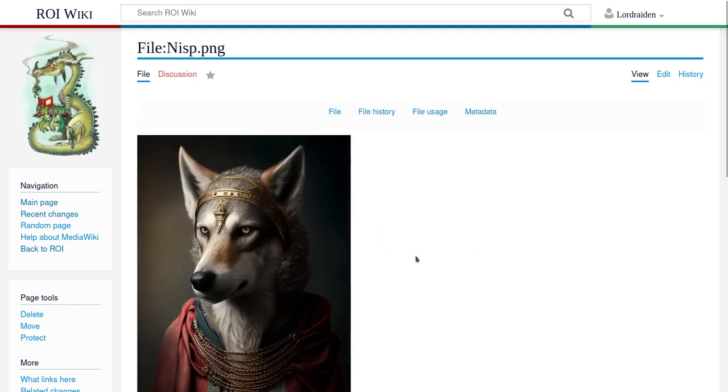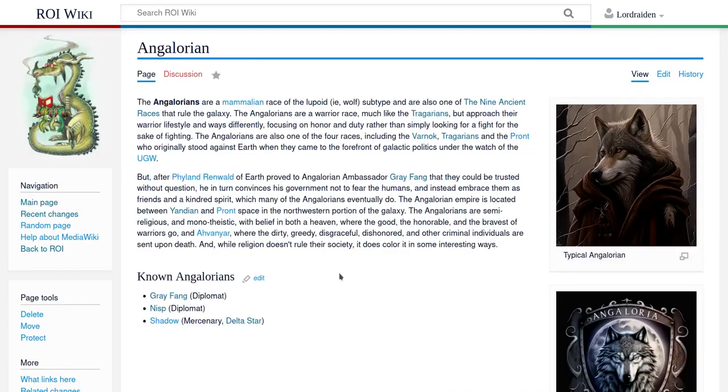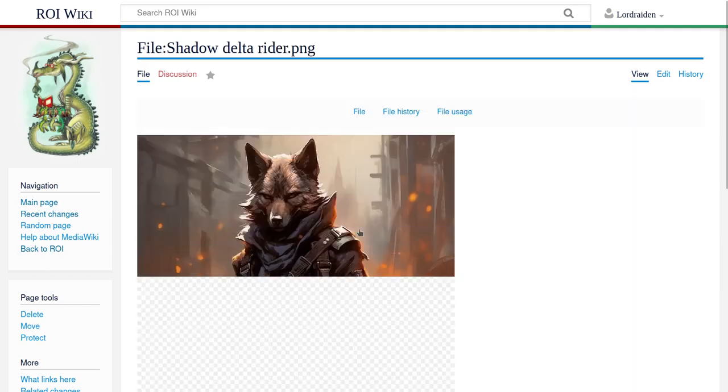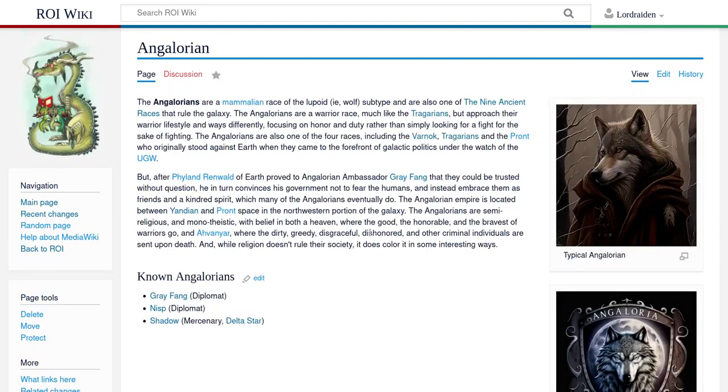Nisp as a diplomat, his is a lot more accurate because he's got the senatorial and diplomatic robes. Shadow, he's special forces, so he's just decked out in combat gear. But anyway, there are different ones like that.